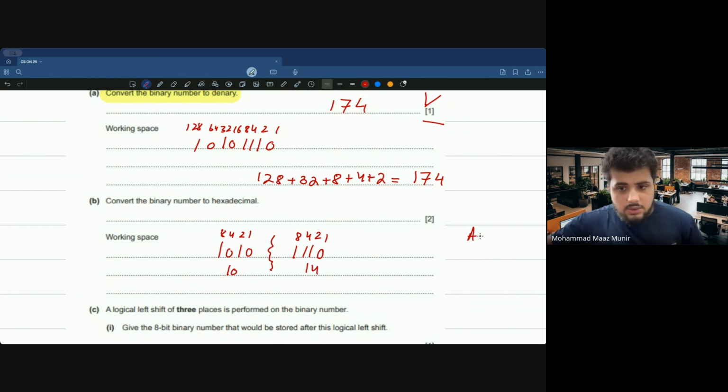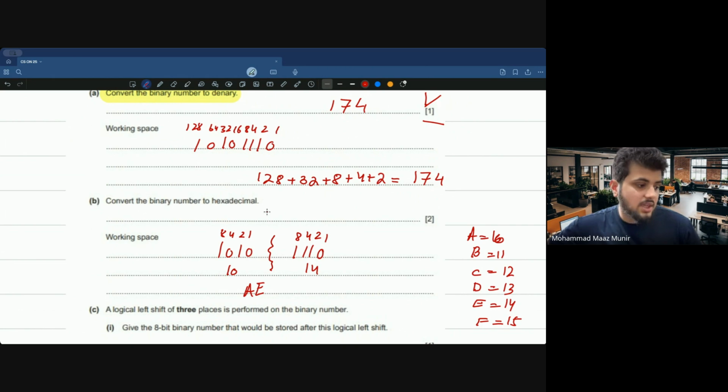Remember, A is 10, B is 11, C is 12, D is 13, E is 14, and F is 15. Now, 10 is basically A, so I will be writing it A, and then 14 is E, so I will be writing it as E. Perfect, Ahmed and Sadullah. It's A, E. We got the correct answer. Again, easy 2 marks. Barely taking me a minute to solve this question.